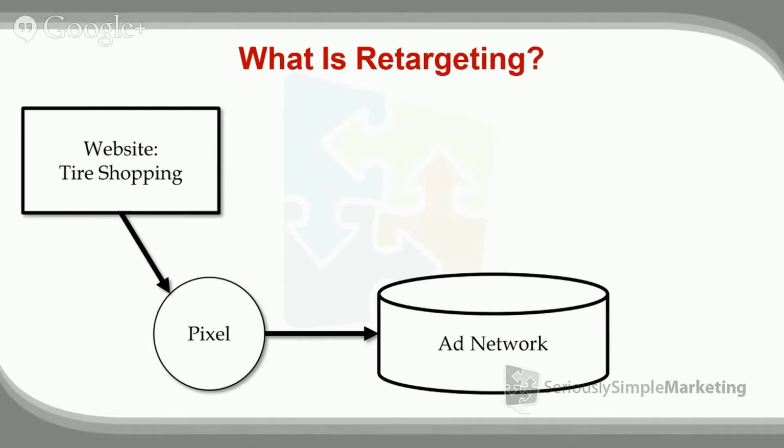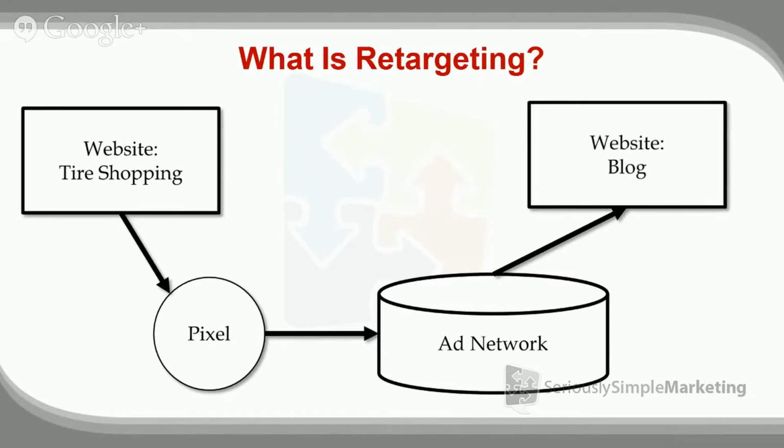For those of you wondering how this physically happens, a pixel is dropped, the browser records it, and now you've got a little cookie on your browser that says this person visited this site. So now the ad network knows that you visited this particular site, let's say tireshopping.com, and now you go to a different site. So now you're on maybe our blog, if we were doing advertising.